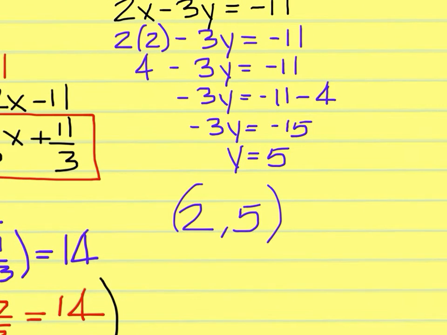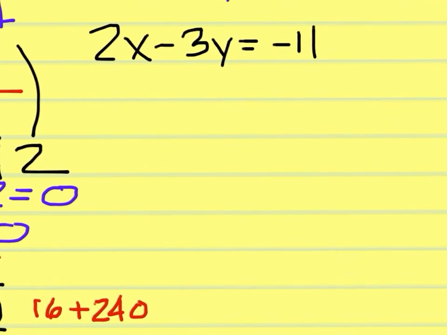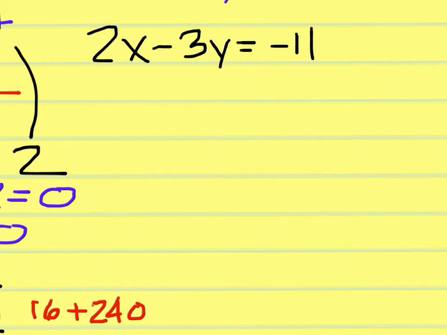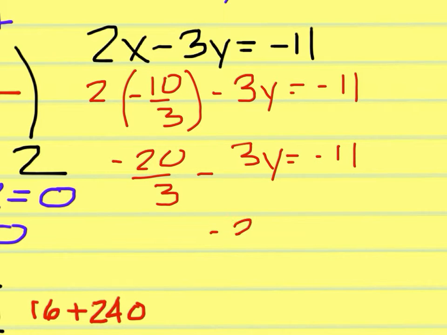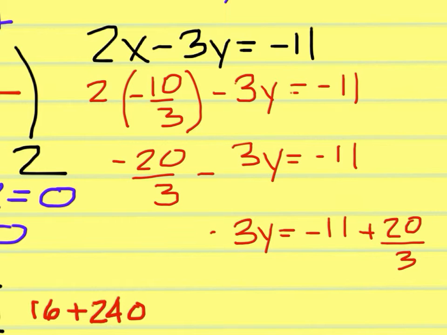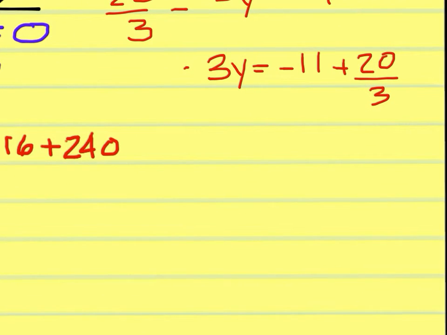So we have to do the same thing again for 2x minus 3y equals negative 11. And this time we're going to dump in negative 10 thirds. So 2 times the negative 10 thirds minus 3y equals negative 11. That's a negative 20 over 3 minus 3y equals negative 11. Keep the negative 3y where it's at and the negative 11, but add 20 over 3 to the right hand side. And then simplify that.